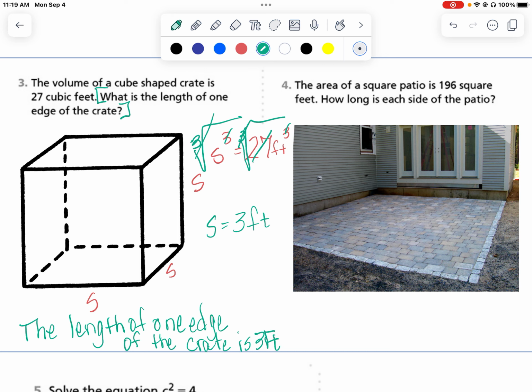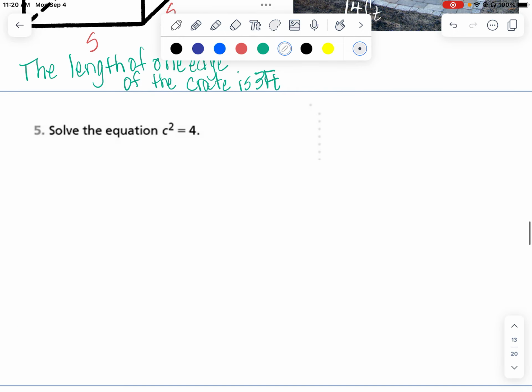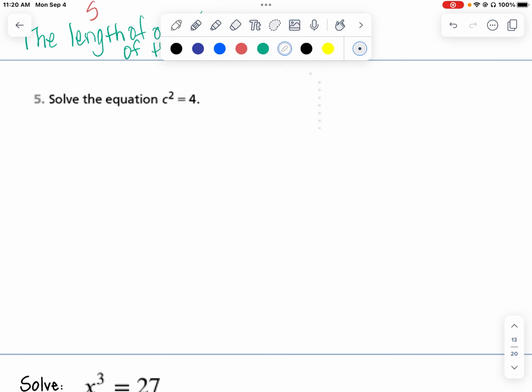We've got a square patio that, this will show, is 196 square feet. And if we take the square root, we know that the edges, each side of the patio, is 14 feet. So this one should have been relatively straightforward.